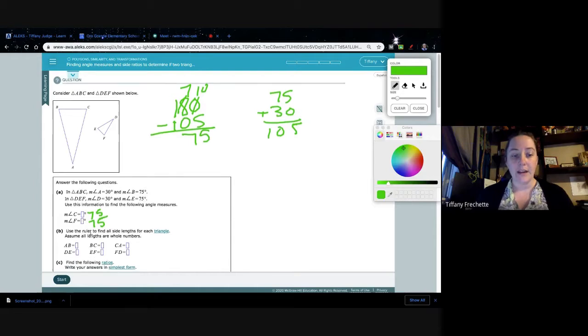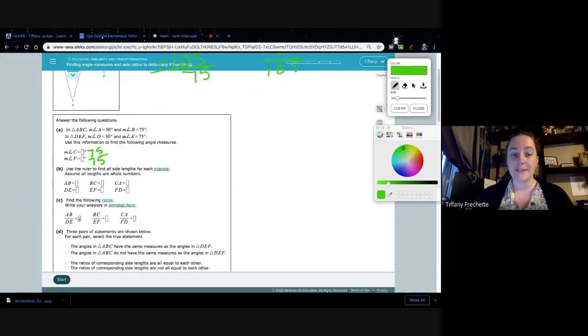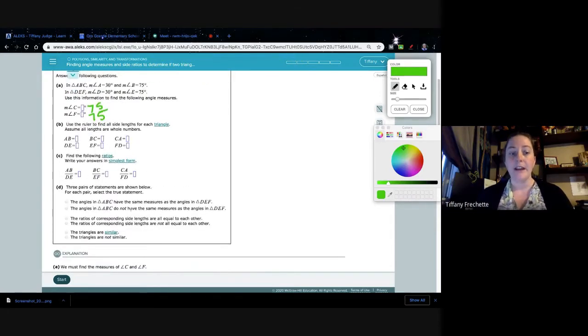And then it wants me to use a ruler. This will make a little more sense on the next page. We're going to use a ruler and measure each one of these sides, and type in what they equal. And then for this last part, it says find the following ratios, write your answers in simplest form. So we're literally going to type in for AB and DE the two numbers we found in a ratio or a fraction, and we're going to do that for each one. It'll make more sense on the next page because I can actually show you the ruler tool.